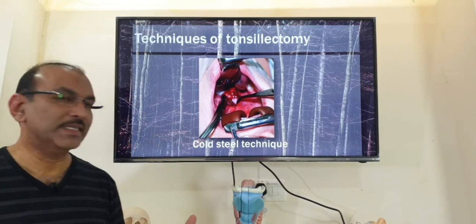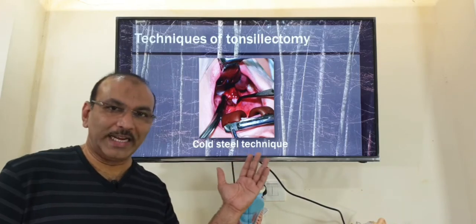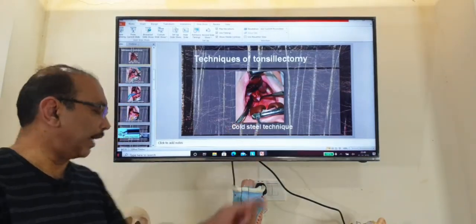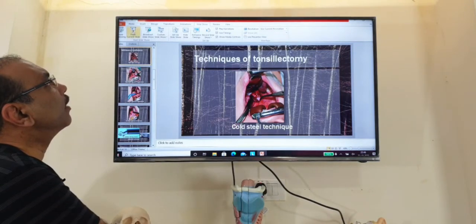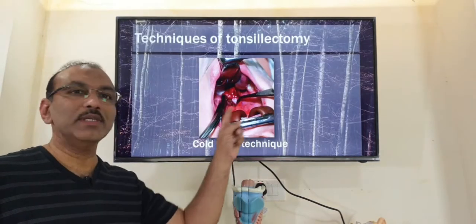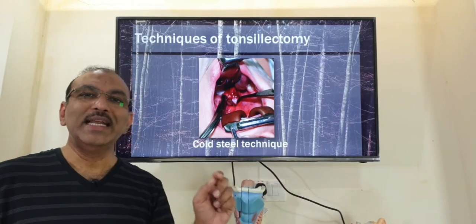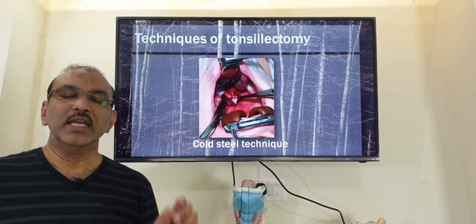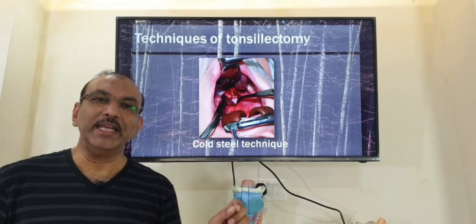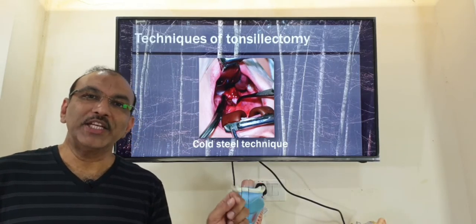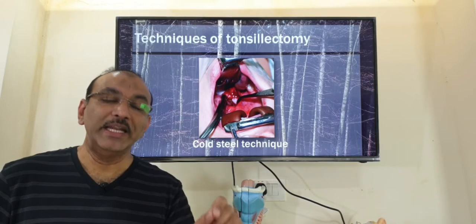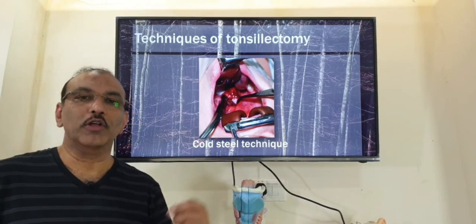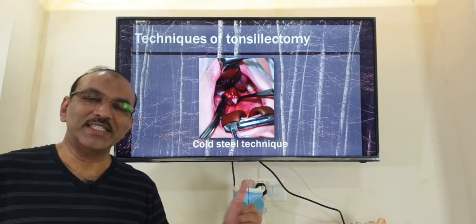Now, the different techniques. This is an old technique where only the normal instruments are made use of. That is called the dissection and snare technique, or cold steel technique. Here, though it is an old technique, the complication, that is the bleeding after surgery, is least out of all of the techniques. So, this is the first technique.